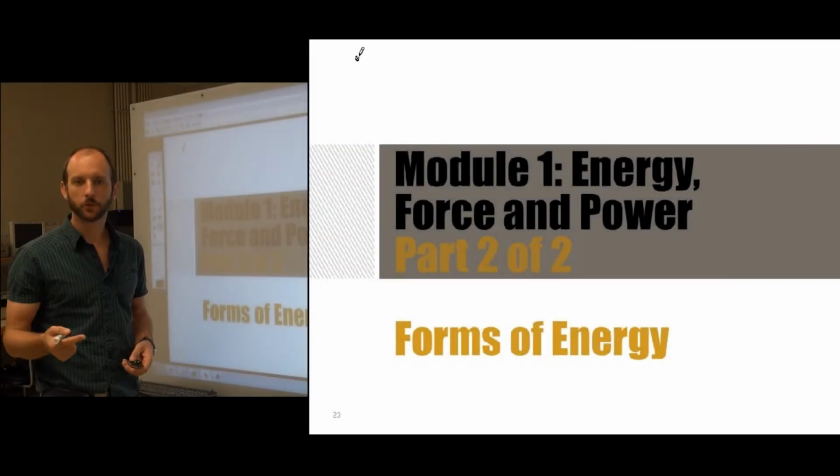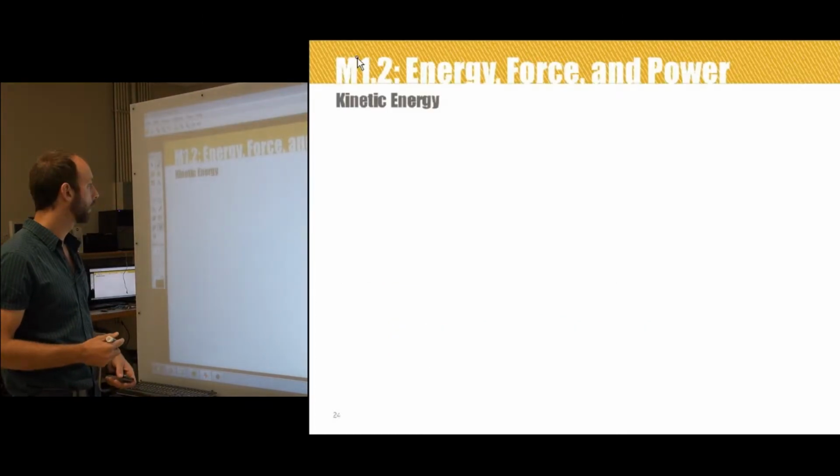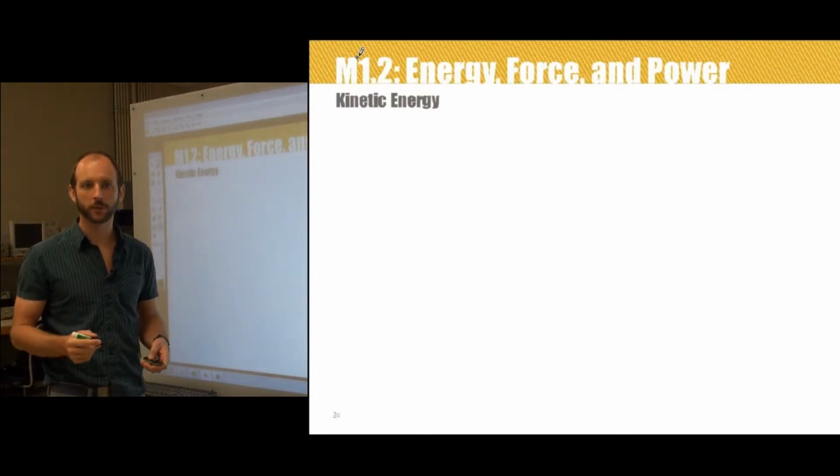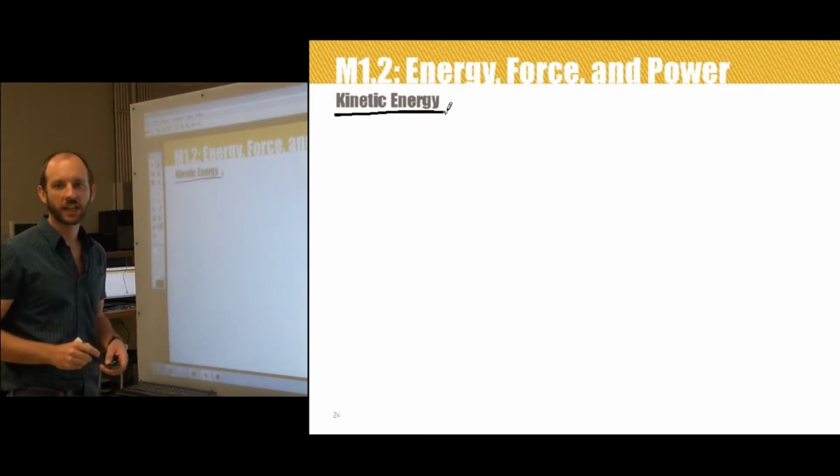Let's now investigate the most common forms of energy that have been identified to exist in the universe. As stated previously, there are four basic forms of energy: kinetic, gravitational, electric, and nuclear. So let's talk about kinetic energy.